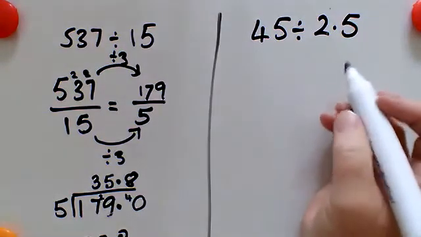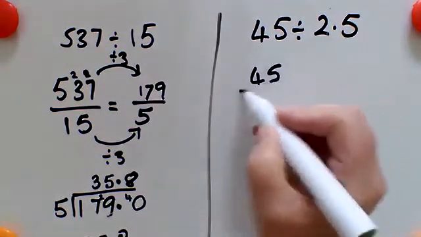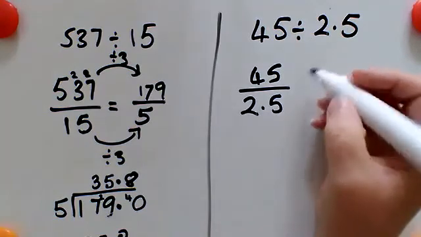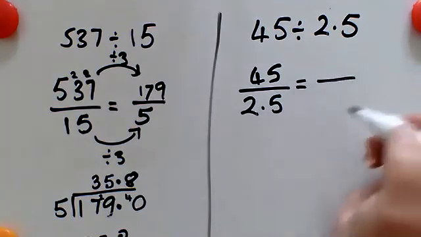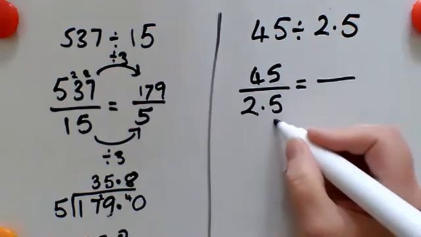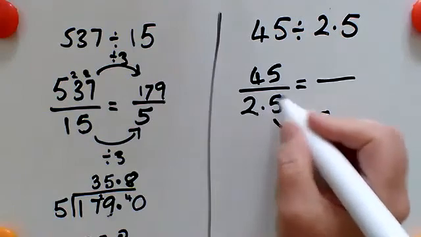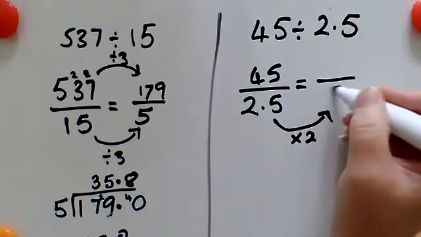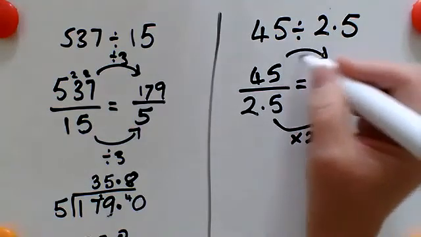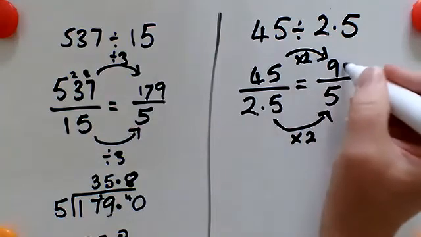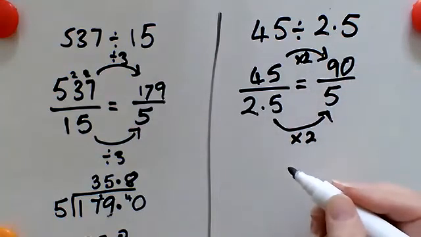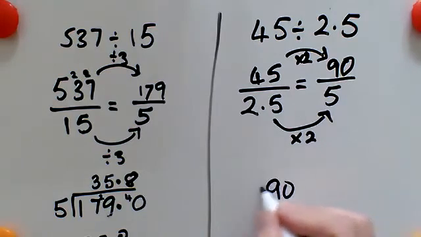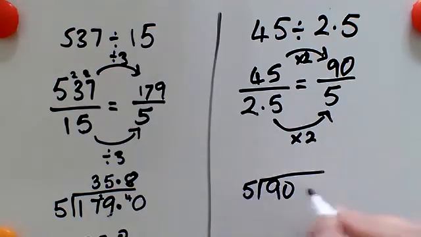Moving on to this one, 45 divided by 2.5. Now, dividing by a decimal number is tricky, so what I'm going to do again is create an equivalent fraction. Now, the best way to get this to a whole number is simply to double it. So 2.5 times 2 is 5, and what I've done to the bottom I must do to the top. So 2 lots of 45 is 90. So my calculation now is a much easier 90 divided by 5.